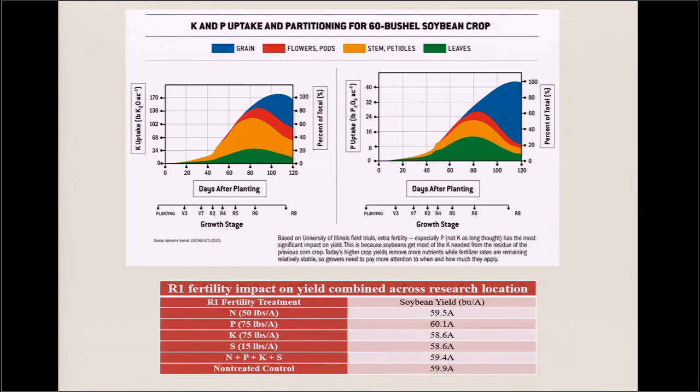There were various nutrients that were looked at, from nitrogen, phosphorus, potassium, sulfur, and a combination of those nutrients applied at beginning flowering. And there was no yield differences compared to the non-treated check from these R1 fertility applications in 2018. We'll continue to gather some more data in this space in 2019, but these preliminary results would indicate that while soybean fertility will likely be a larger focus as we push soybean yields higher, the R1 soil applied time frame is likely not the answer.